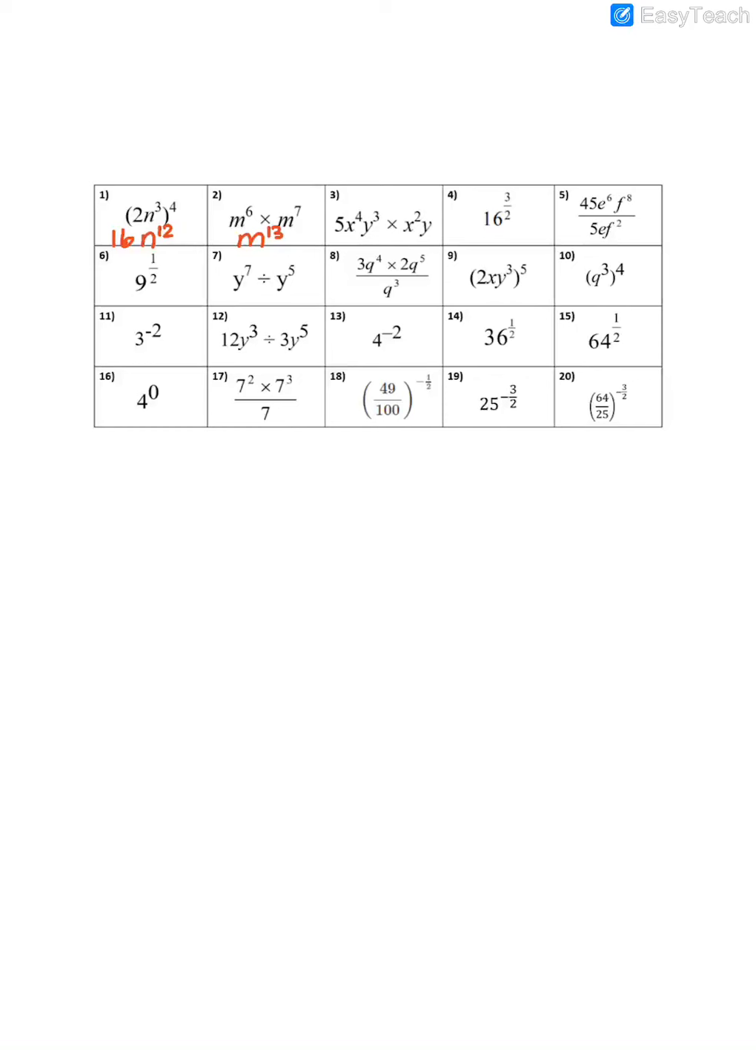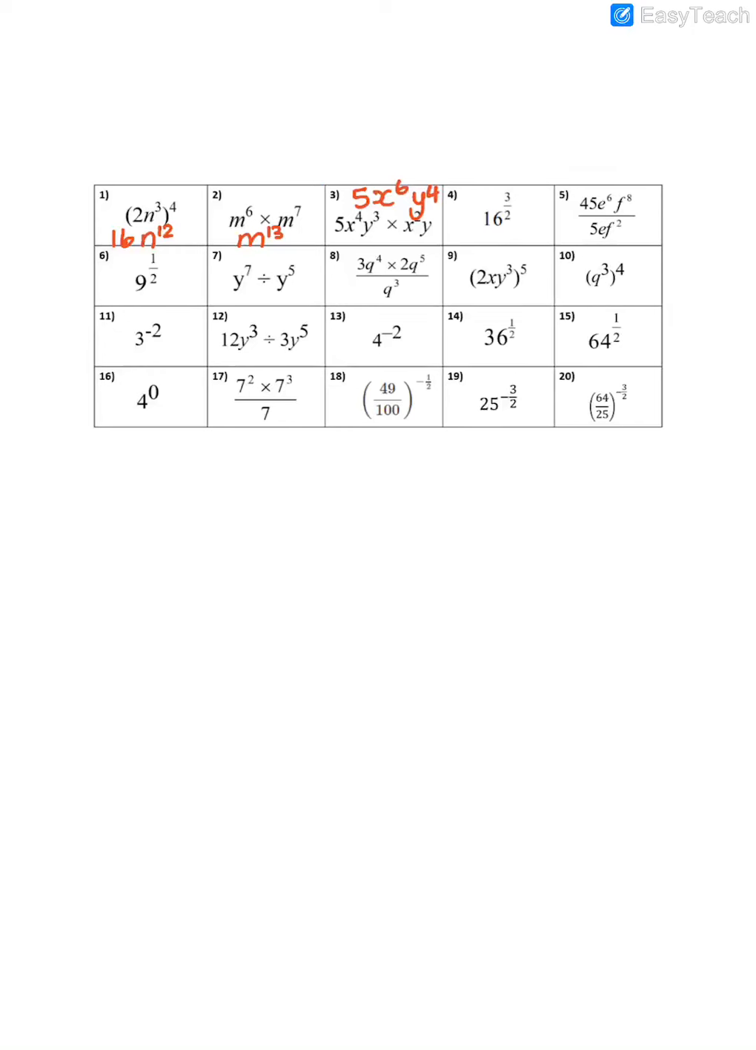Number 3, very similar. You do 5 times 1, which is 5. Then you work with the x's. You've got an x to the power of 4 and an x to the power of 2. When you multiply, you add the powers together. So that will be x to the power of 6. And do the same for the y's. If you have a y cubed and a y, remember that y is actually y to the power of 1. So that makes y to the power of 4.